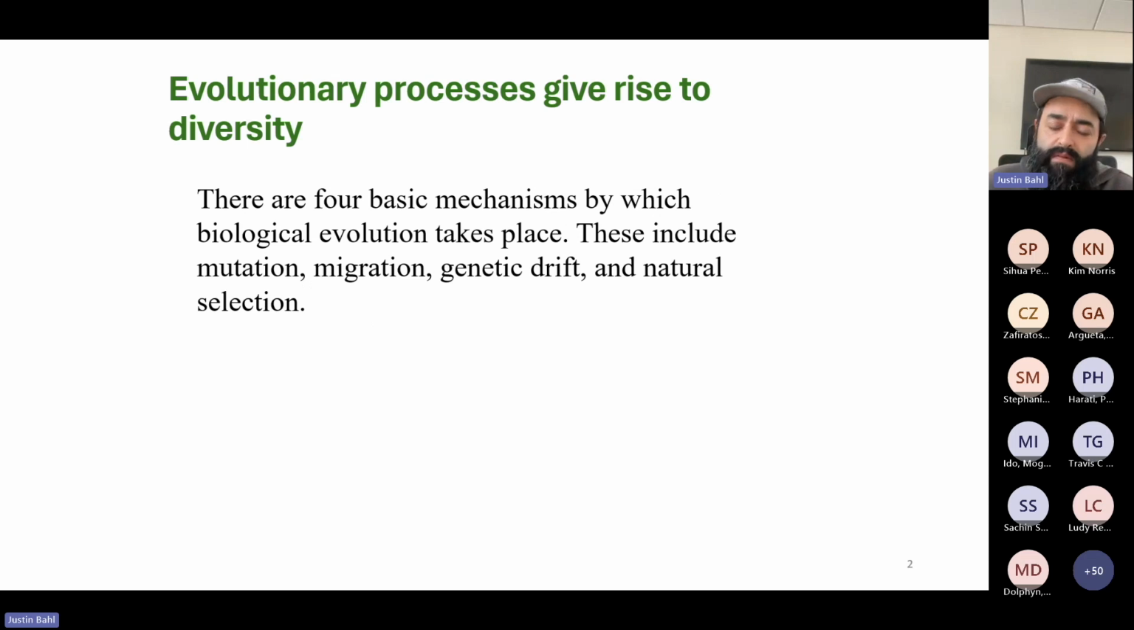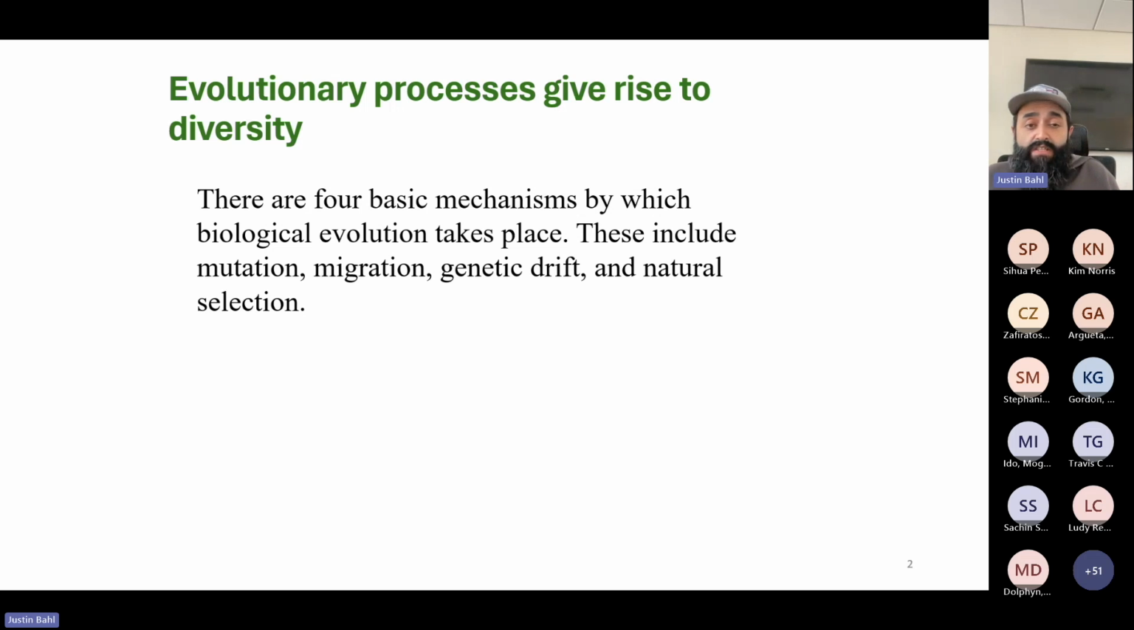Okay. So when we take a virus, sample it and sequence it, and we have a population of viruses that we've sequenced over an epidemic, we are examining a snapshot of the genetic diversity. Evolutionary processes are what give rise to genetic diversity. So there are four basic mechanisms that we need to actually consider. Those are mutation, migration, genetic drift, and natural selection. And these different processes will either increase or decrease the variant frequency that we might see.